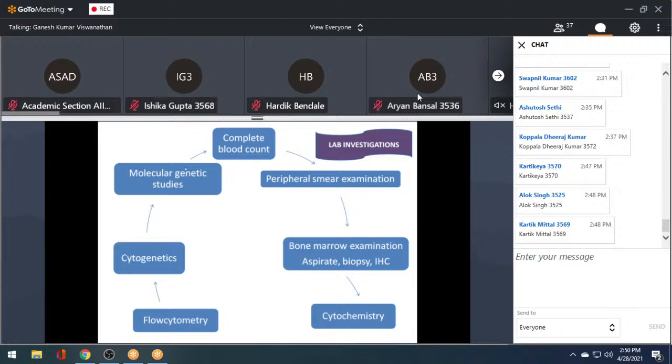So these are the tests we do. We do the complete blood count, peripheral smear examination, bone marrow aspiration, biopsy, immunohistochemistry if needed. We do cytochemistry. We'll come to that in a bit. We do flow cytometry and then genetic studies, including cytogenetics and molecular genetics.